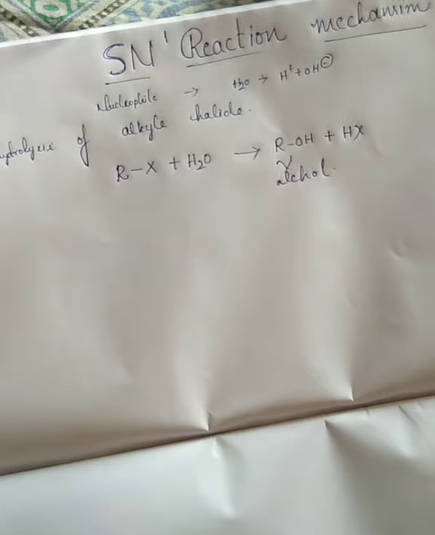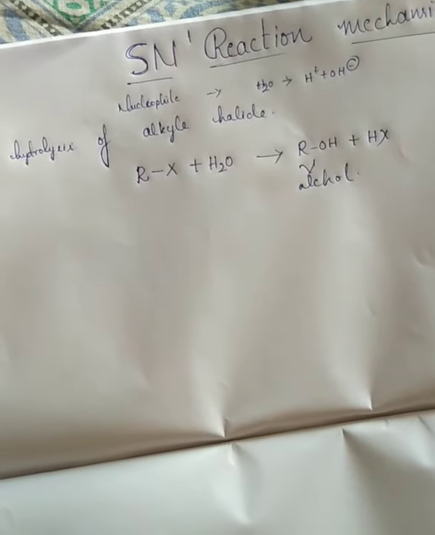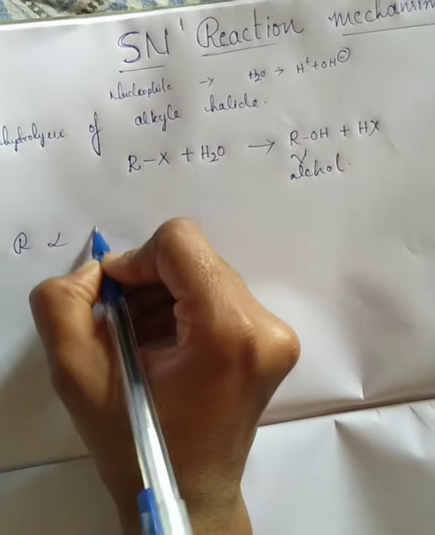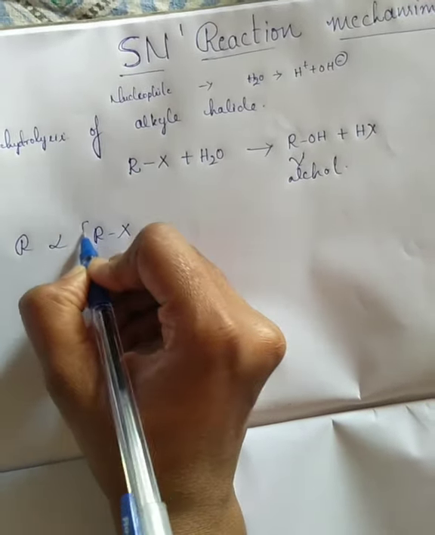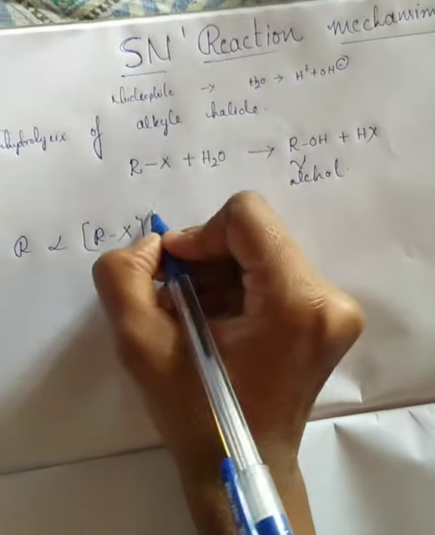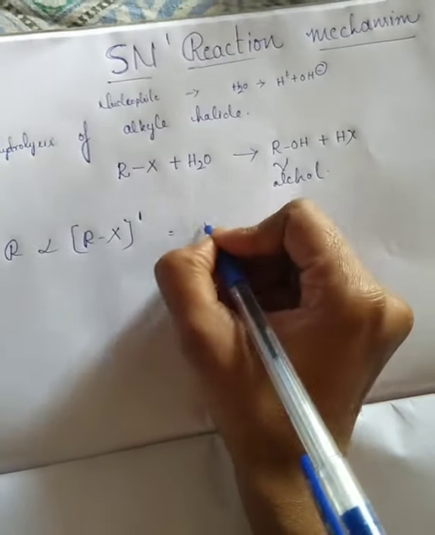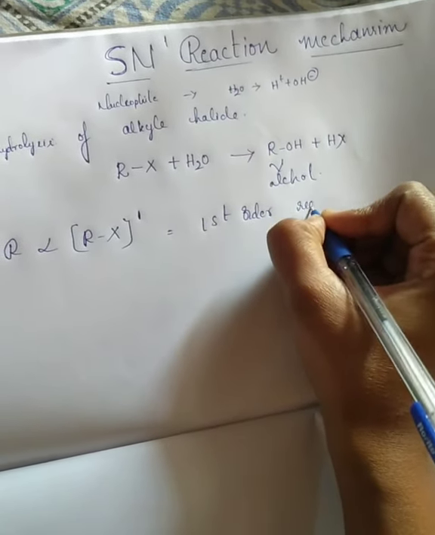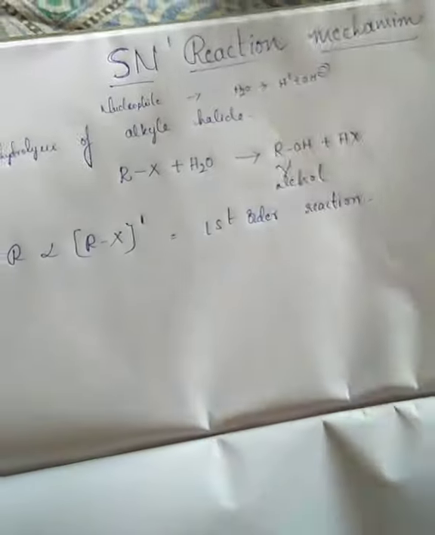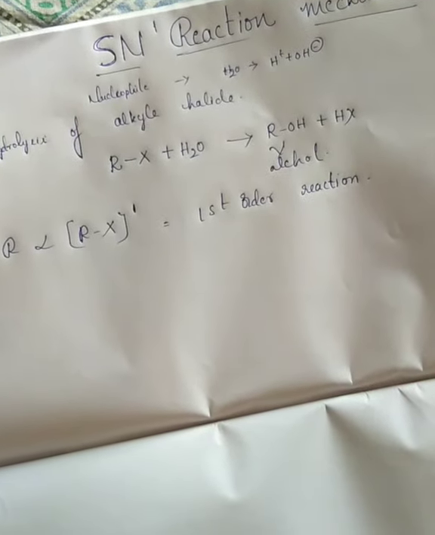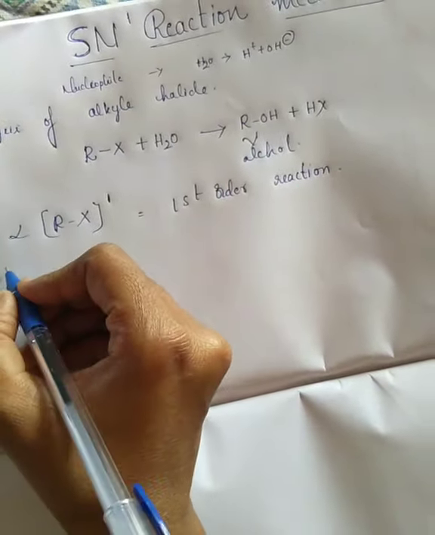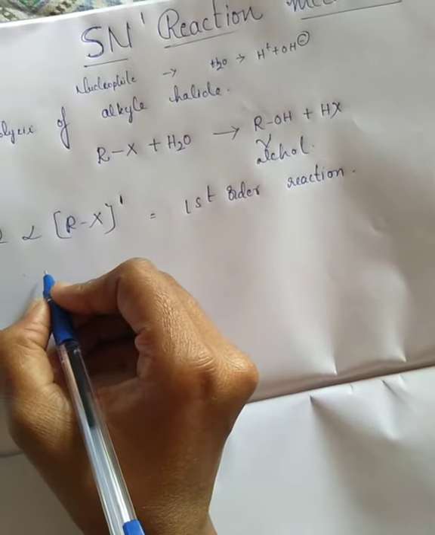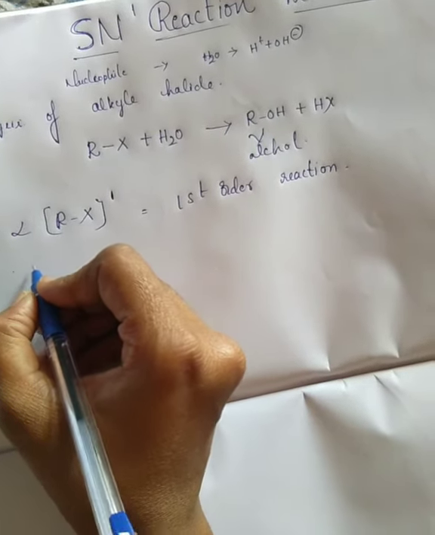The rate of reaction depends only on the alkyl halide, not like in the SN2 reaction, in which both the alkyl halide and the nucleophile matter. Here only the alkyl halide has power 1, so it is called a first order reaction, and it is also called a substitution nucleophilic unimolecular reaction, as we say, the SN1 reaction.